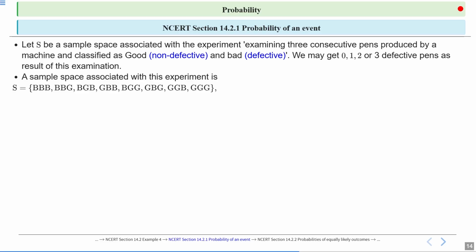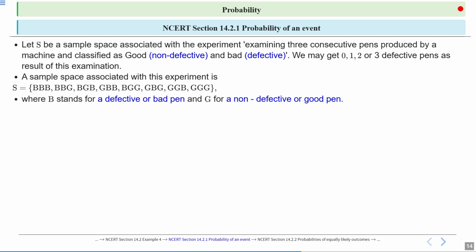Okay, so this sample space is here. B stands for a defective or bad pen. Okay, and G stands for non-defective or good pen. Clear, students? So note this point. B stands for defective or bad pen, and G stands for non-defective or good pen. Okay. Now let the probabilities be assigned to the outcomes.